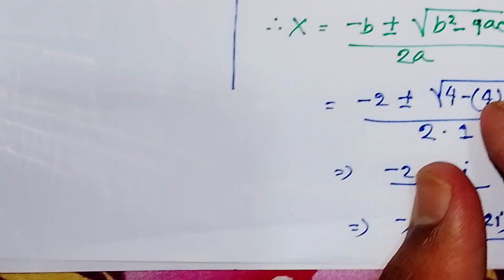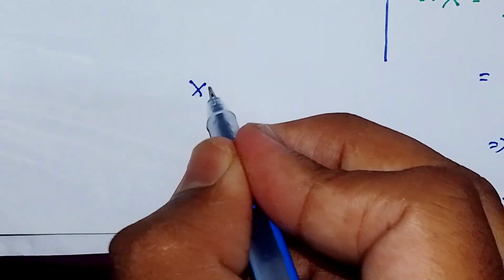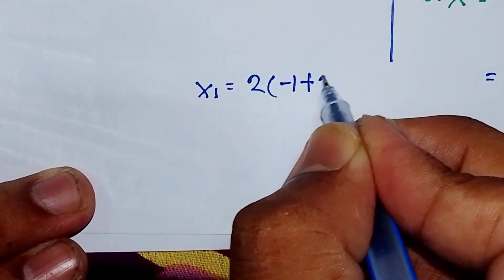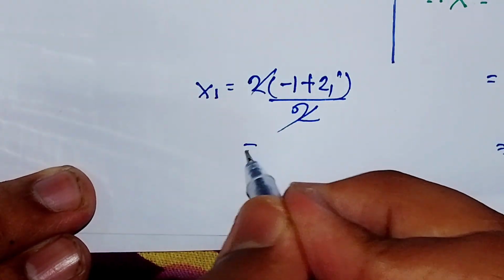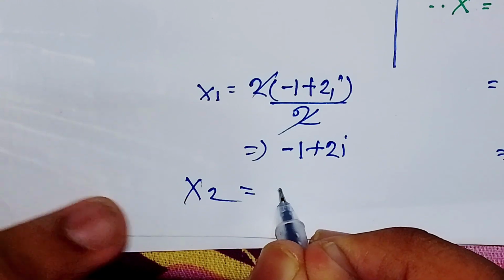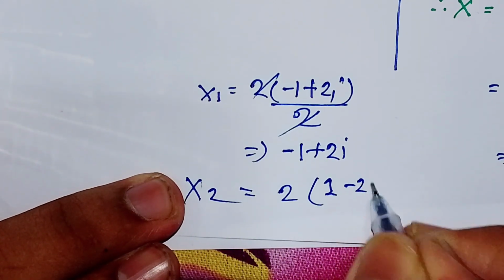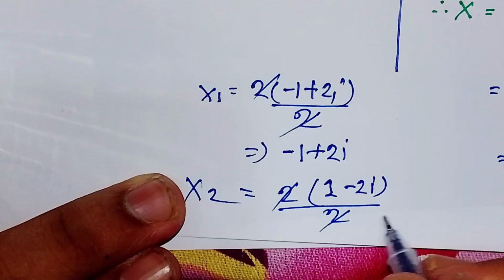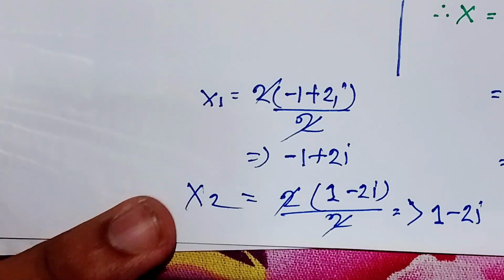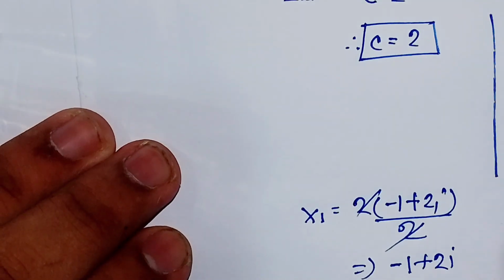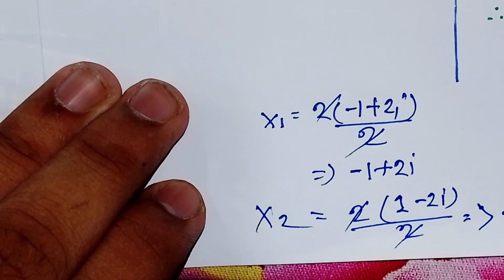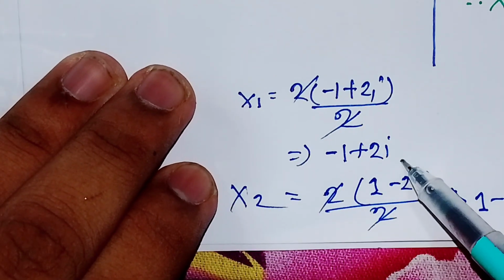Then we get x1 equals minus 1 plus 2i, and x2 will be minus 1 minus 2i. The 2s cancel out. So the answer is c equals 2 is correct, and the other two solutions are x1 and x2, this and this.